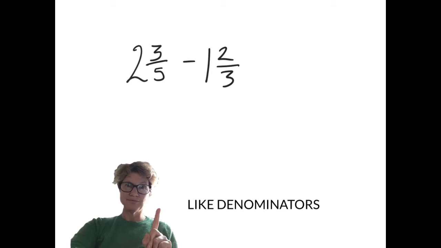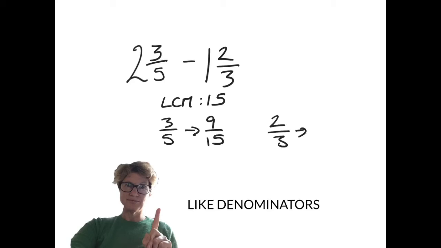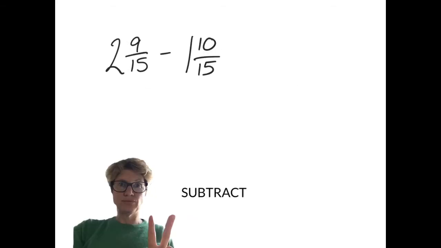Step 1, like denominators. So again, the lowest common multiple is going to be 15. 3/5 is going to become 9/15, and 2/3 is going to be 10/15. And we rewrite our calculation with our like denominators. So we've got 2 and 9/15, subtract 1 and 10/15. And we're ready for step 2, which is to subtract.